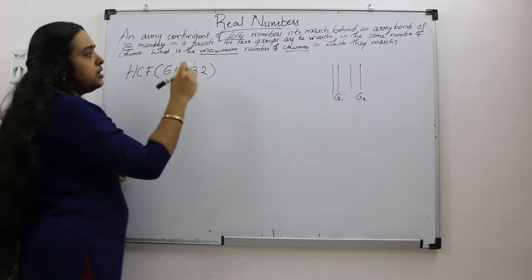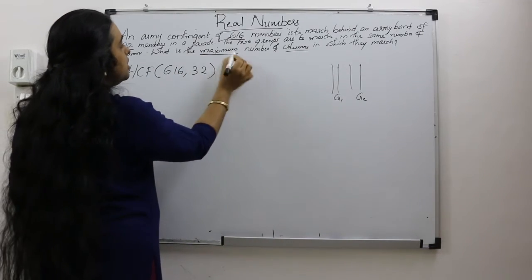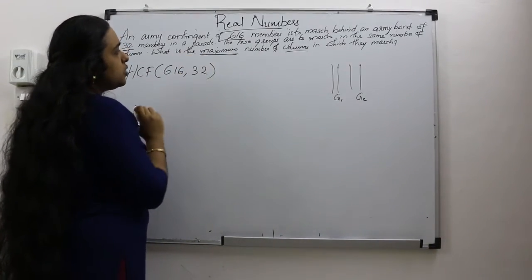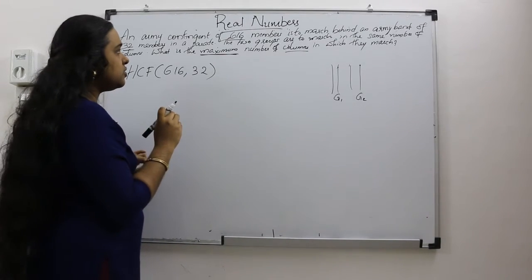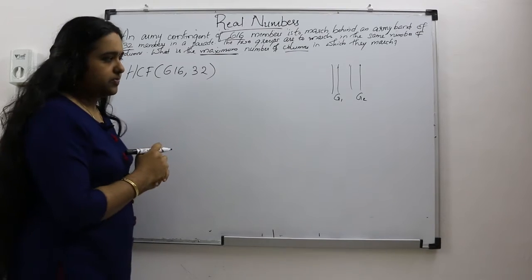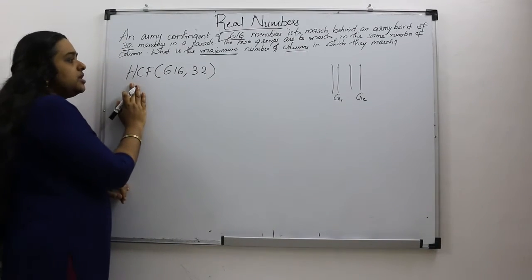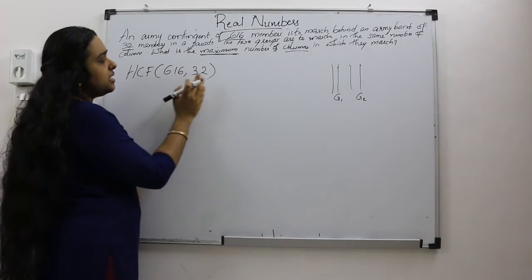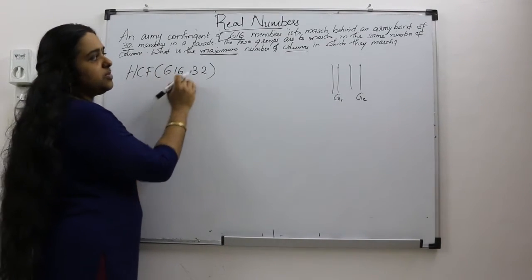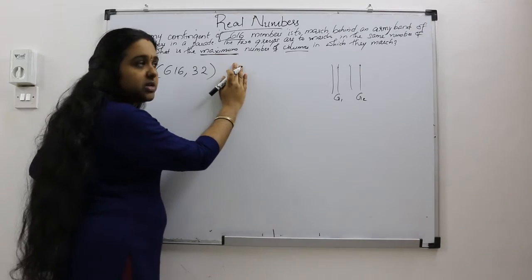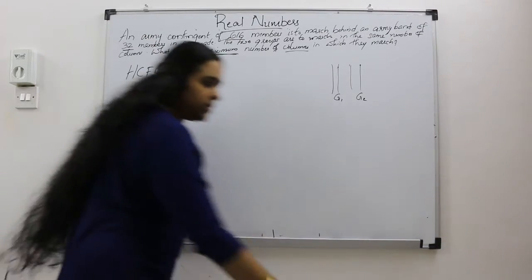There will be some tips given in the question itself. We need to understand the question first, then it will be very easy to solve the problem. So we are going to find the HCF of 616 and 32. The highest common factor of these two numbers will be the maximum number of columns in which they march.